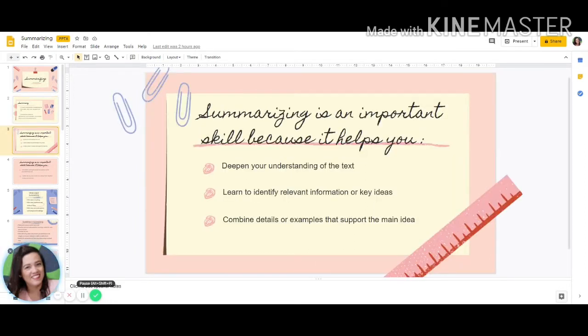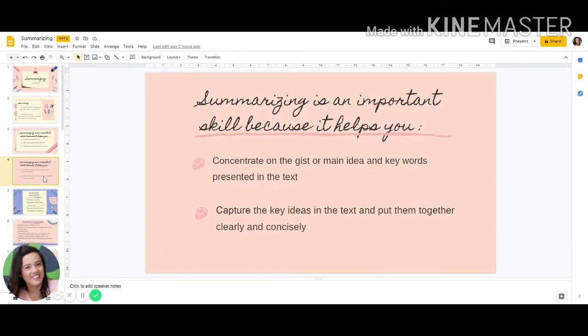Why is summarizing an important skill? It's important because it helps you deepen your understanding of the text. Learn to identify relevant information or key ideas. Combine details or examples that support the main idea. Another, concentrate on the gist or main idea and keywords presented in the text. Capture the key ideas in the text and put them together clearly and concisely.